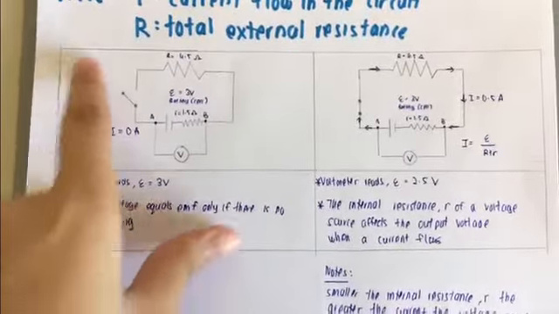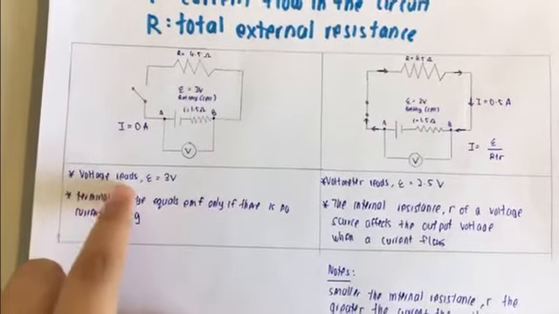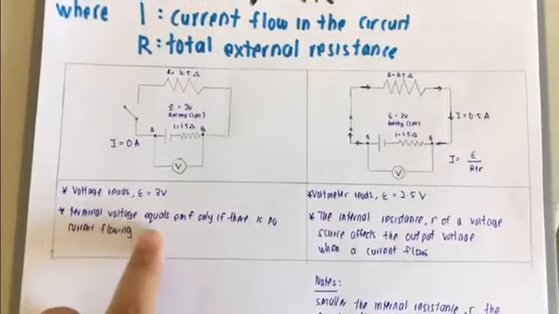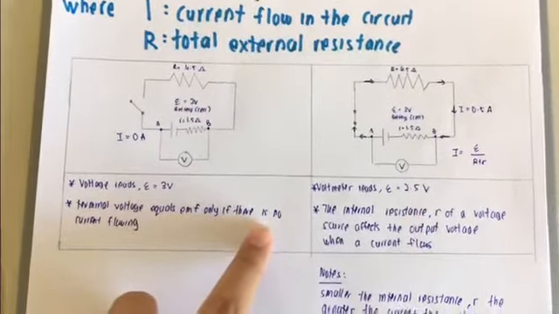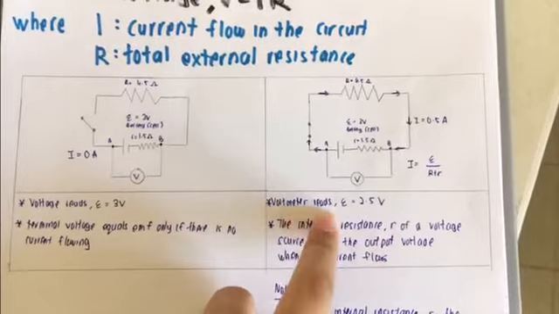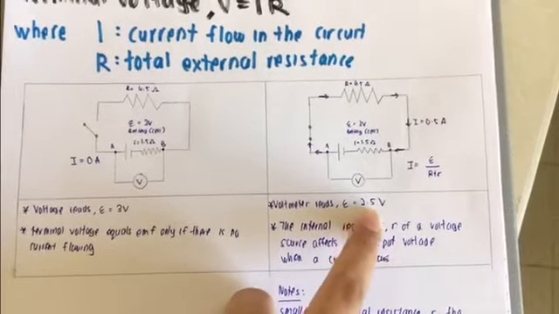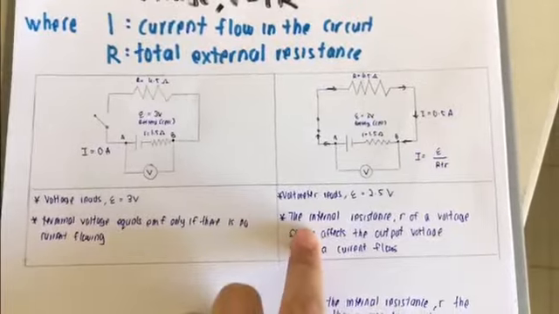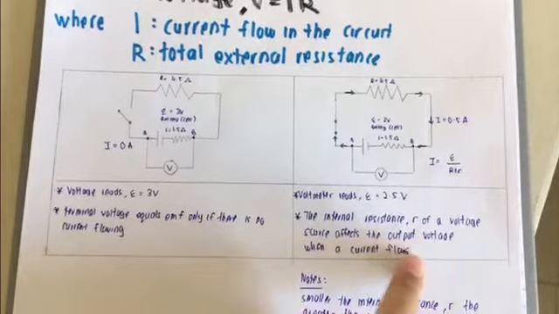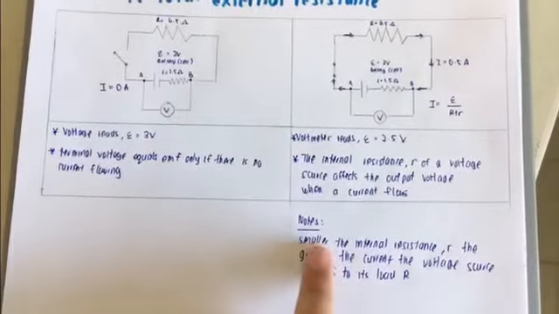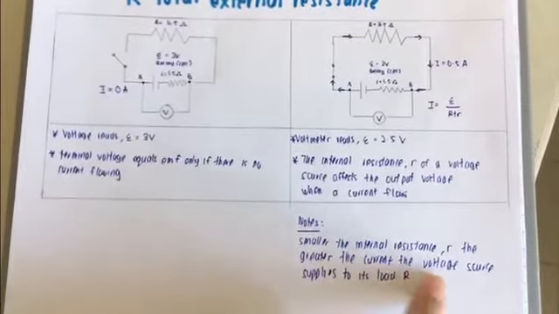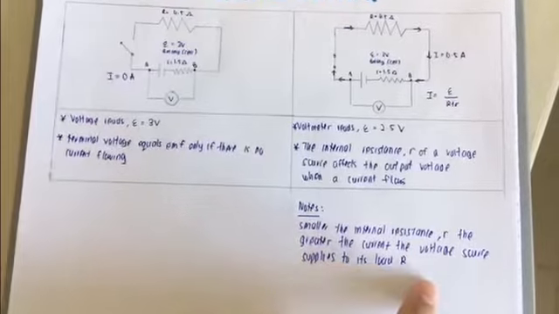So from the figure, we can know that the EMF is equal to 3 volts, and terminal voltage equals EMF only if there is no current flowing. Next, the figure shows that the voltmeter reads 2.5 volts. So the internal resistance r of the voltage source affects the output voltage when a current flows. You must remember that the smaller the internal resistance r, the greater the current the voltage source supplies to its load R.